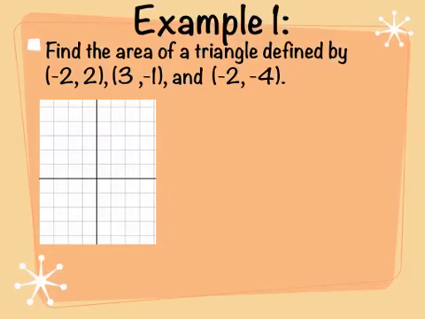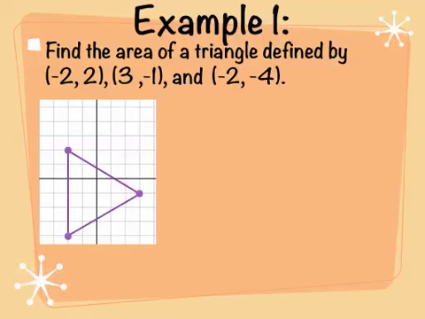The first example that we need to talk about says find the area of a triangle defined by -2, 2, 3, -1, and -2, -4. We have a graph. We need to go ahead and plot the points. It gives us 3 points, which will become the 3 vertices of my triangle. Because we are talking about a triangle, we need to go ahead and draw the triangle in.